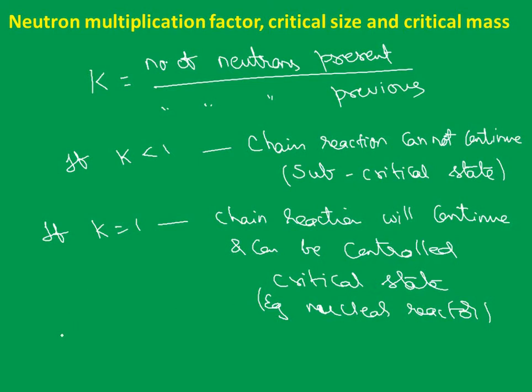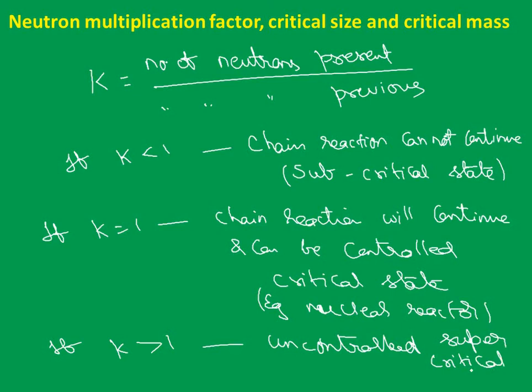Now if K is greater than 1, the third case, the chain reaction is in an uncontrolled situation. The number of neutrons increases and the reaction is said to be uncontrolled, which leads to an explosion of the nuclear reactor. This is what we call the supercritical state. We cannot control this, and the atom bomb is an example of this.